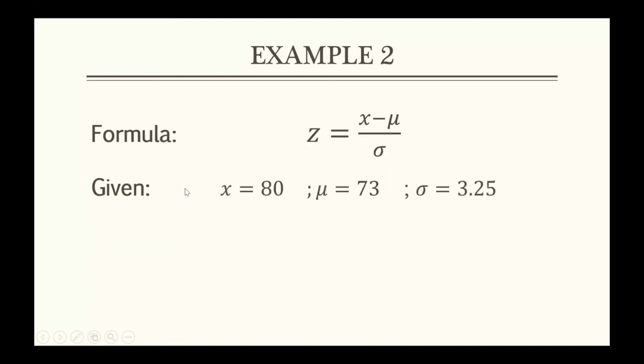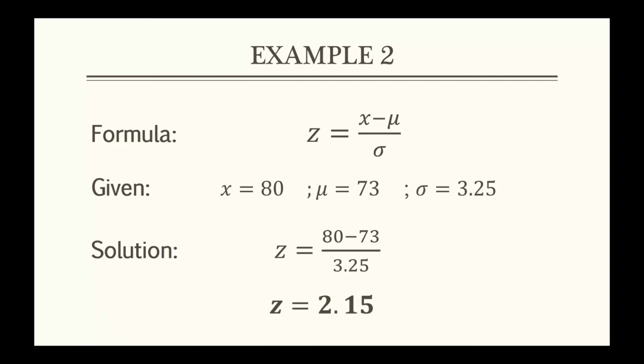Given the formula and the given, we have to evaluate, substitute. Z is equal to the raw score 80 minus 73 as the mean, all over 3.25 as the standard deviation. 80 minus 73, that is 7, divided by 3.25, using your calculator, we can have z is equal to 2.15. That is the standard score or the z-score.